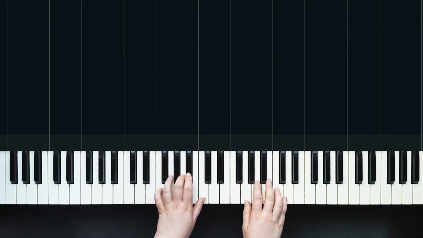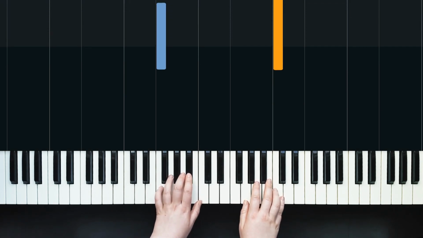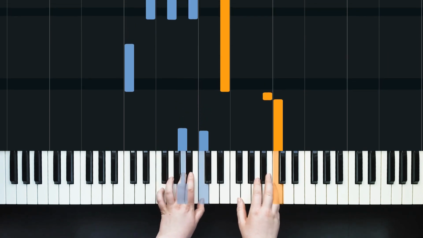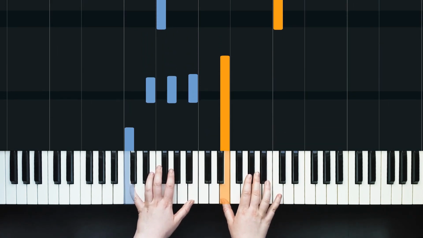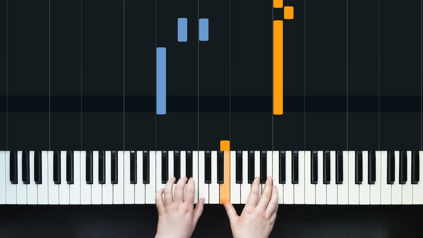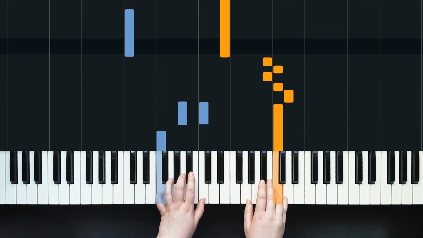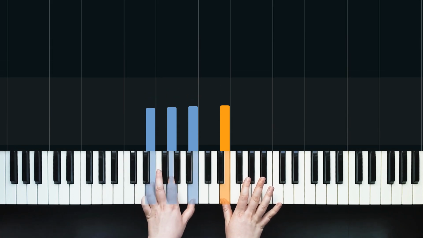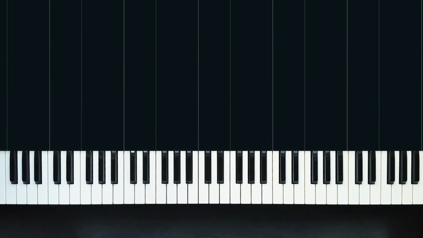Okay, let's review that section, starting with the F chord at the beginning. Here we go. 1, 2, 3. 1, 2 and diddly. 1, 2, 3. Right, you've got it. Fantastic.